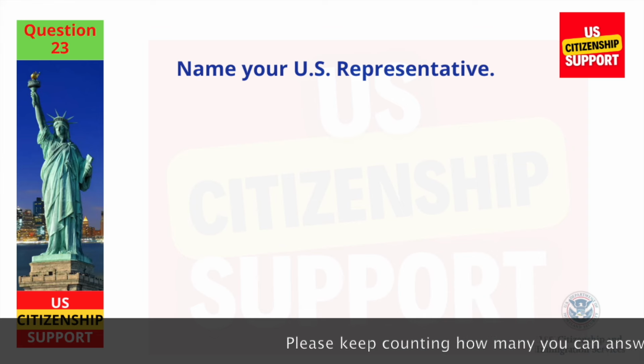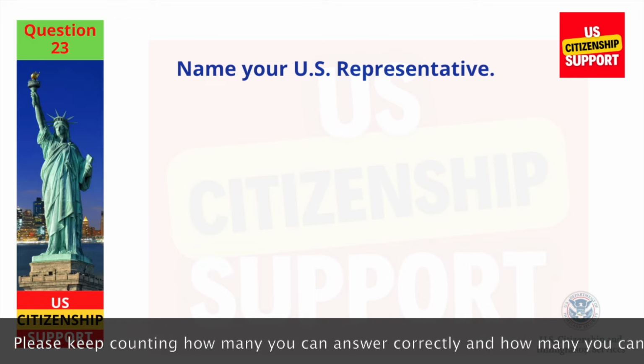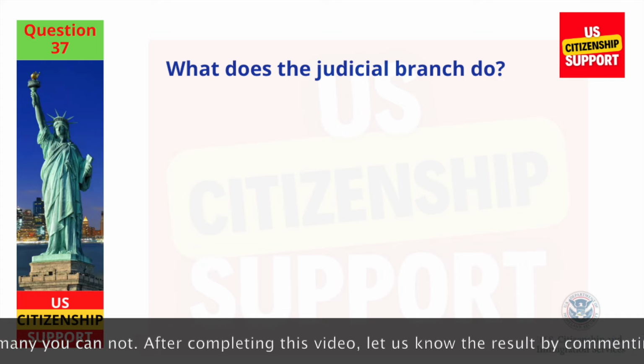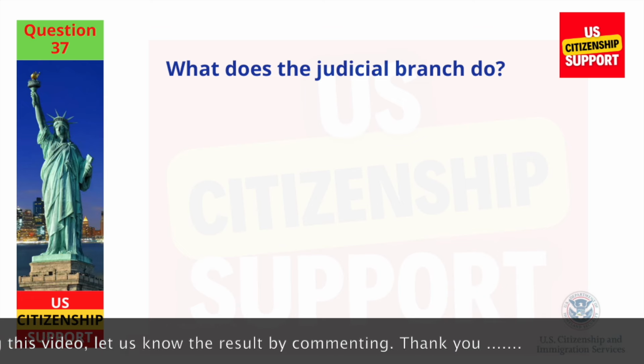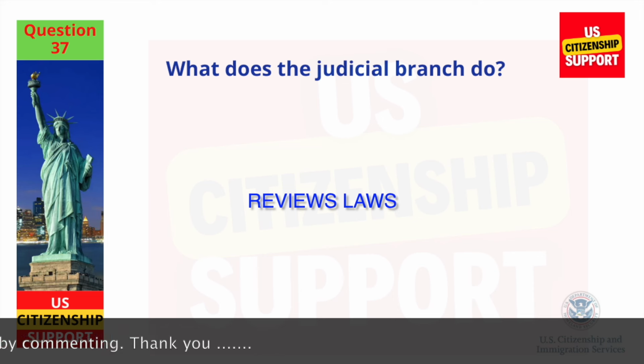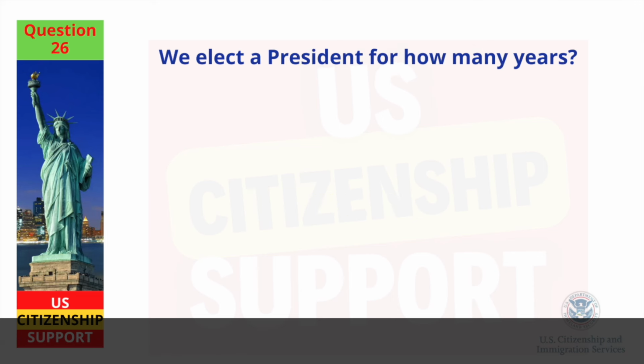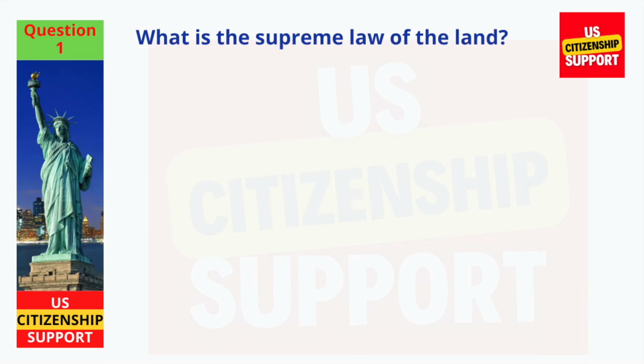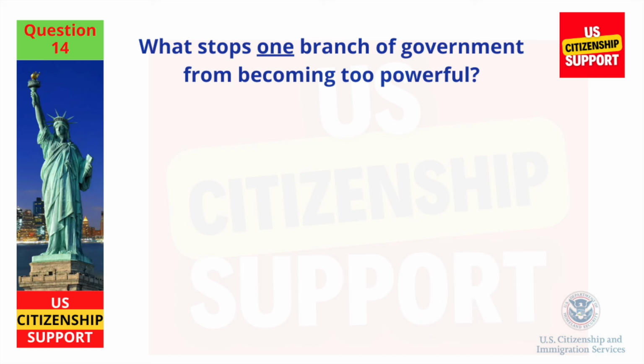Name your U.S. representative. What does the judicial branch do? We elect a president for how many years? 4. What is the supreme law of the land? What stops one branch of government from becoming too powerful?